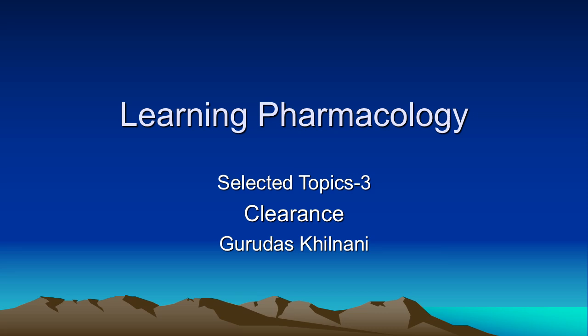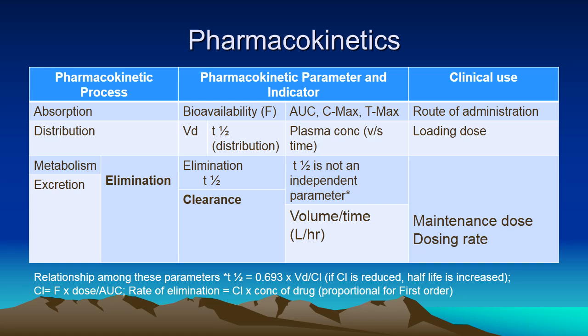Hello everyone. Today I shall discuss a very small pharmacokinetic topic, clearance. Now as we all know, there are four pharmacokinetic parameters and processes. Absorption, distribution, metabolism, excretion are processes. We can club metabolism and excretion as elimination.